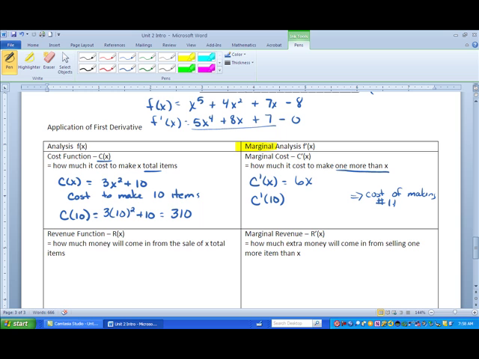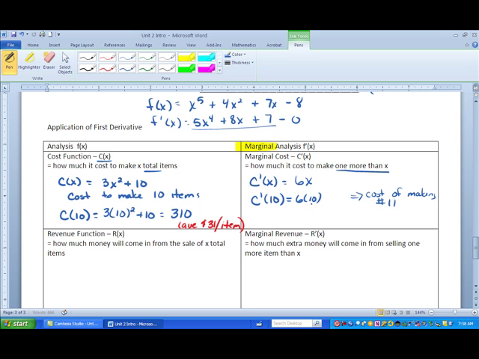So if I plug in 10, that's going to tell me how much I should expect it to cost me to make number 11. If I plug in 20, it's going to tell me how much it is going to cost me to make number 21. Now remember back over here on the cost that we determined that for 10 items it cost us $310, which was an average of $31 per item. And again, I just got that by dividing 310 by 10.